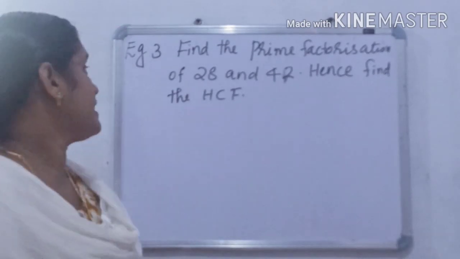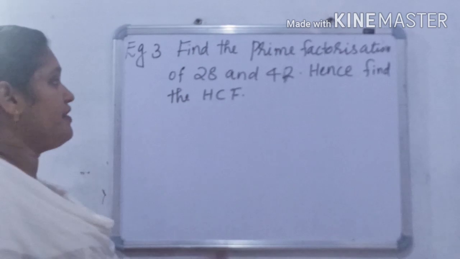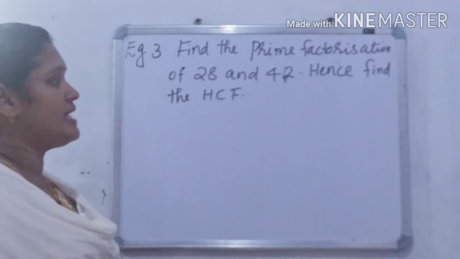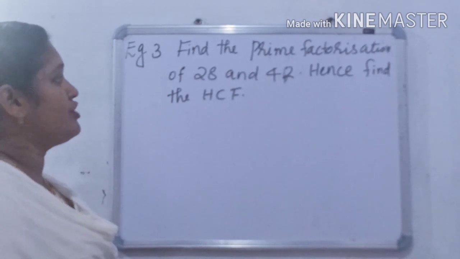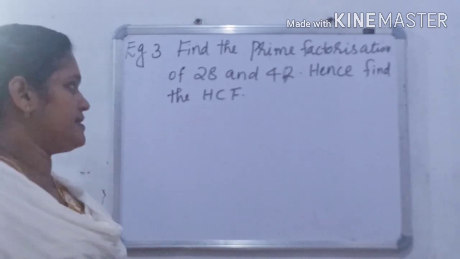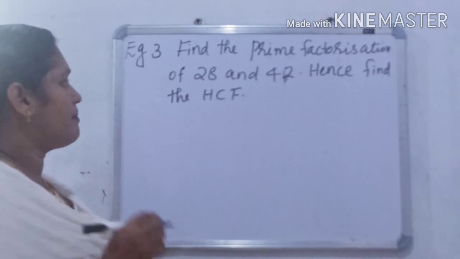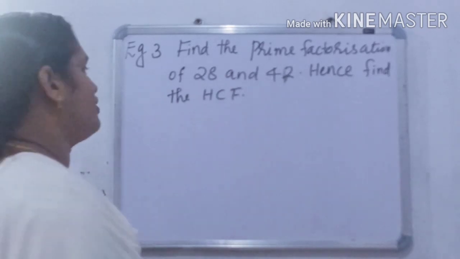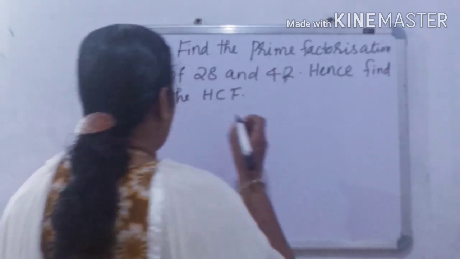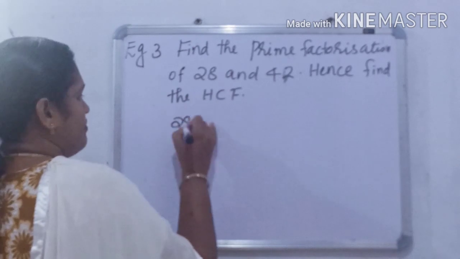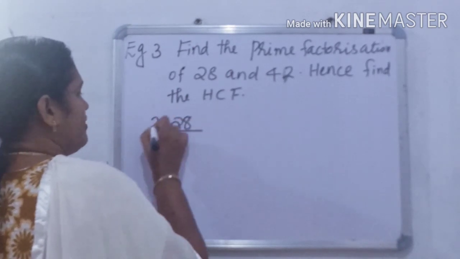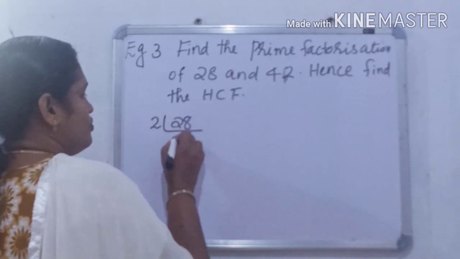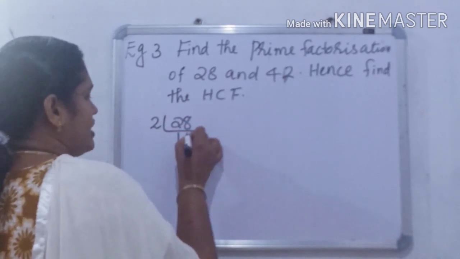Listen children, next is example 3. Here we are going to discuss how we find the HCF by using the method of prime factorization. First we find the prime factorization of 28 and 42. Here 28 is an even number. It is divisible by 2. We can divide it by 2. How many times are 2's there in 2? 1 time. In 8, 4 times.